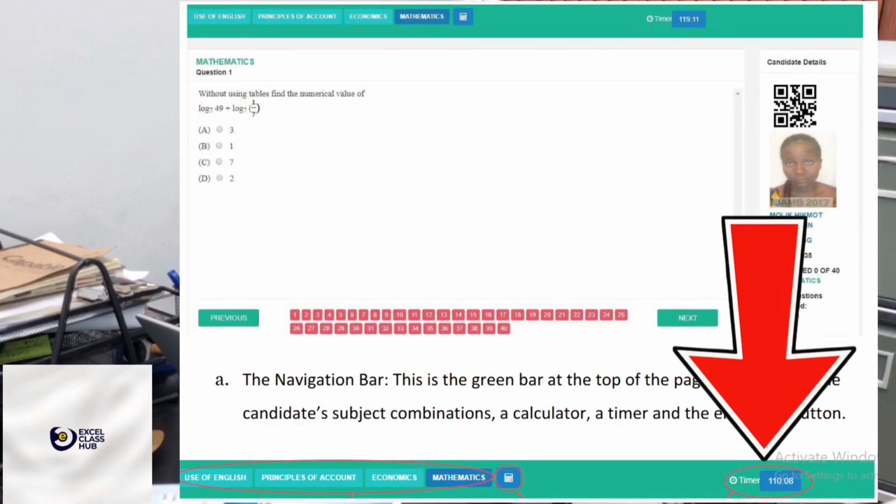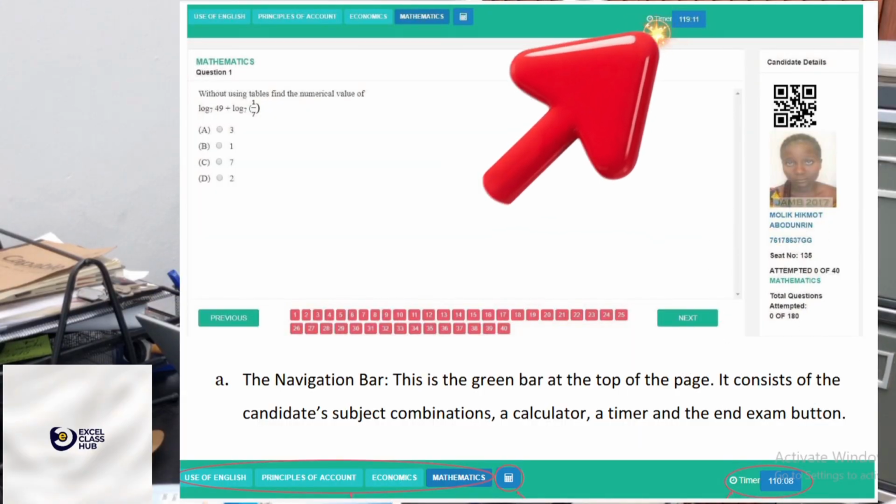Most of the time, it's located either in the bottom right or at the top right. Either way, what is the tip? Divide your time per subject.